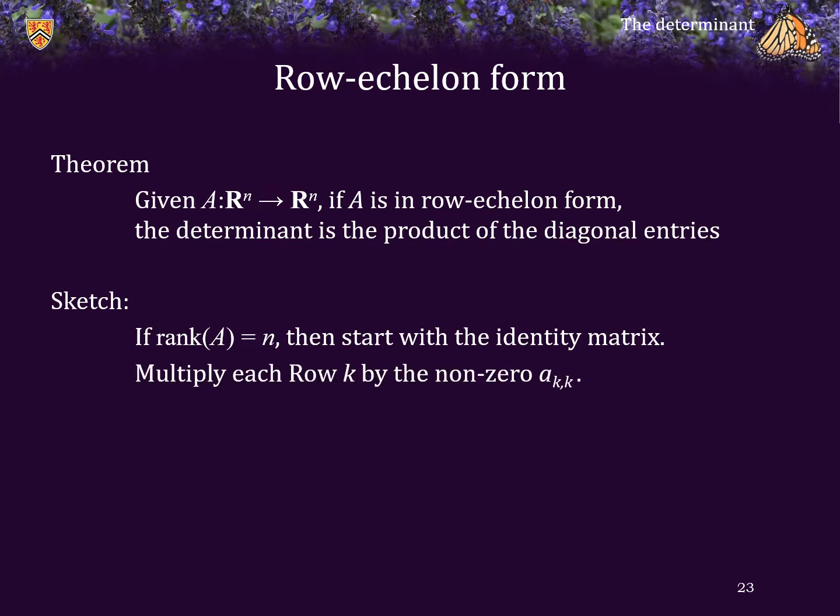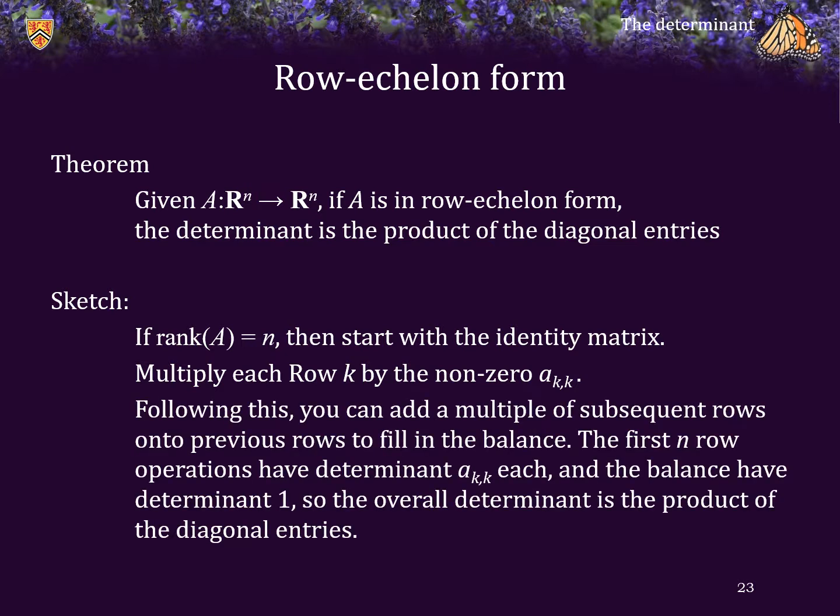First of all, perform the row operation of multiplying each row by the non-zero diagonal entry of the matrix A. Again, we're assuming the rank of the matrix is n. Well, in this case, once you have performed those n operations, you can then carry on by adding appropriate scalar multiples of subsequent rows onto previous rows to fill in the upper triangular portion of the matrix to finally get back to the matrix A.